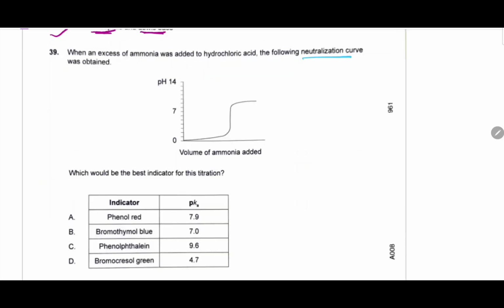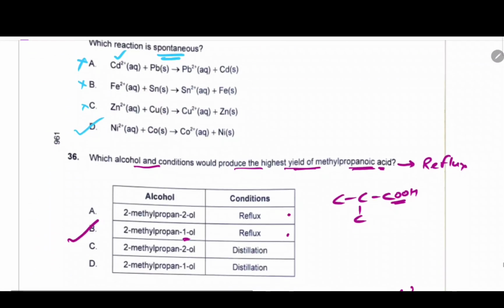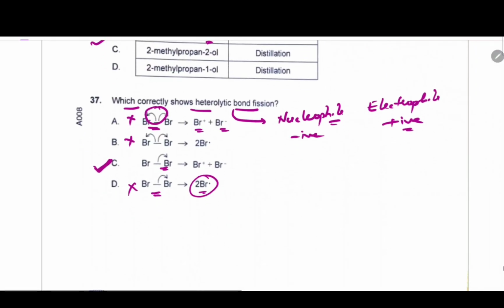Answer C. That's all about this paper of May 2025, and I hope this will be useful for you. Thank you very much for watching.